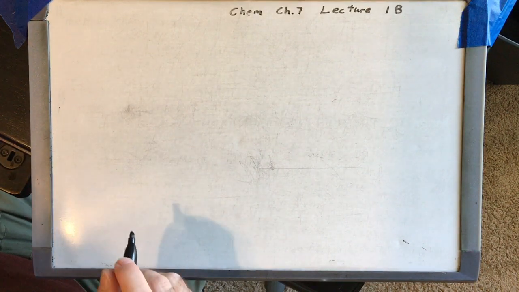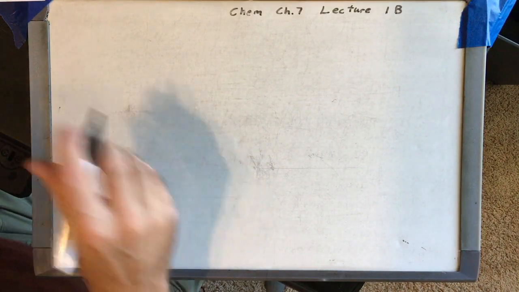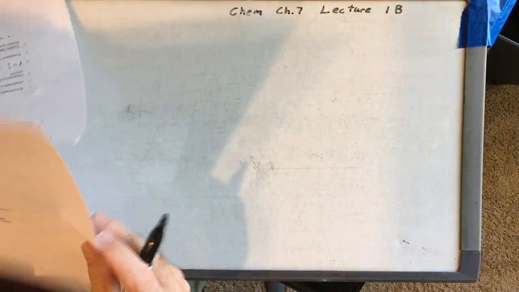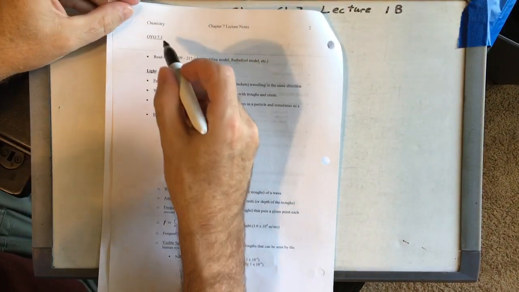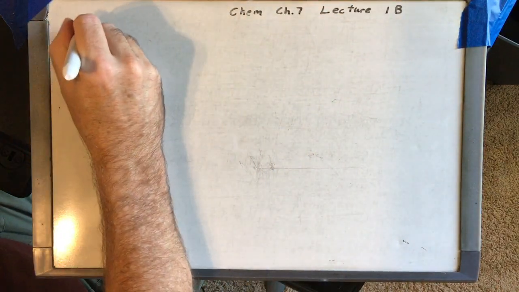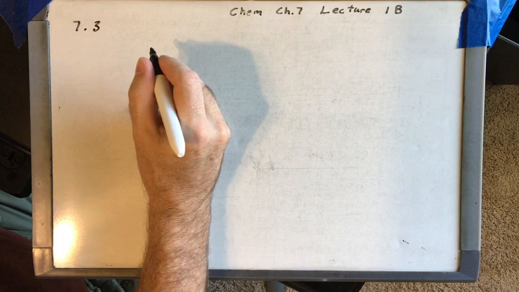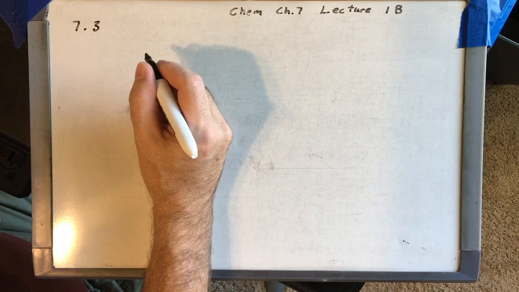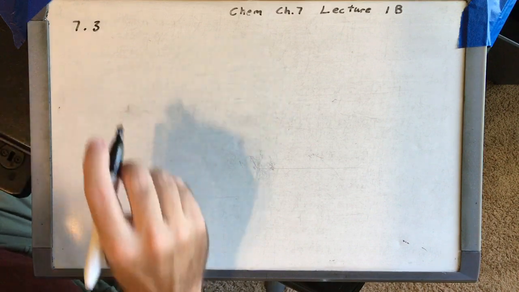Okay, 7.3 on page 2. If you'll turn the page in your notes, we're up at 7.3 at the top of page 2. It says an atom has 34 protons, 34 electrons, and 41 neutrons. What's its full name and symbol?